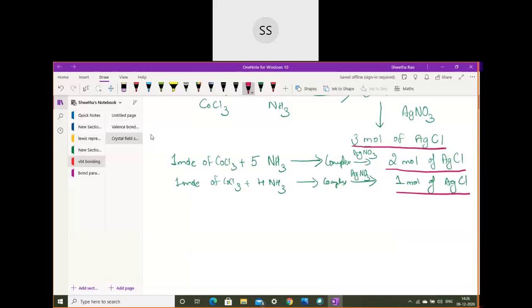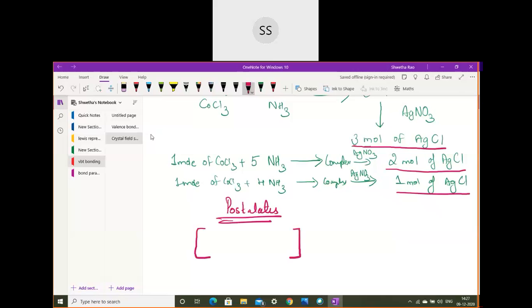In this experiment, he took different concentrations of ammonia, prepared the complex, and tried to find out how much AgCl was formed. Here he got 3 moles of AgCl, in the second case 2 moles, and in the last case only 1 mole. So he concluded that there are 2 types of valences, which he named primary valences and secondary valences.